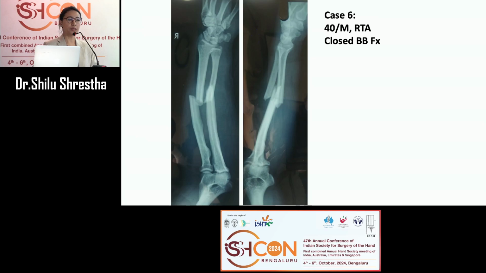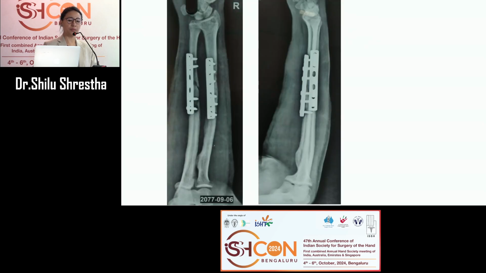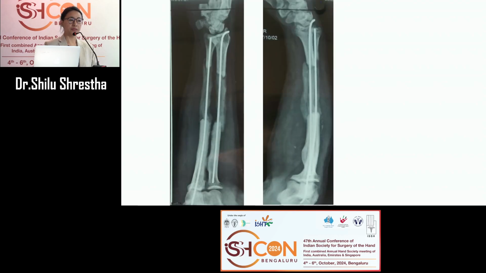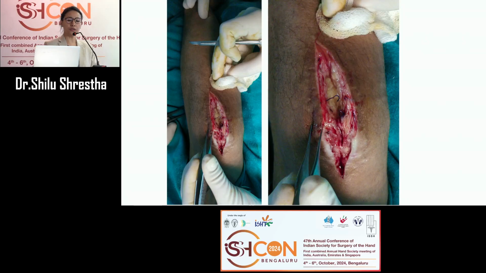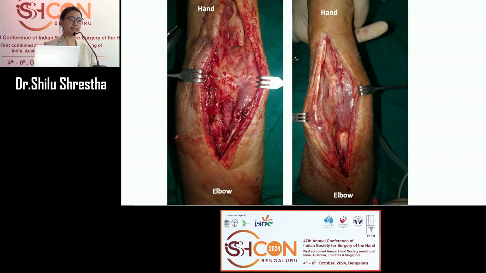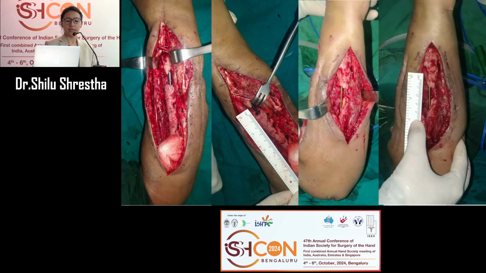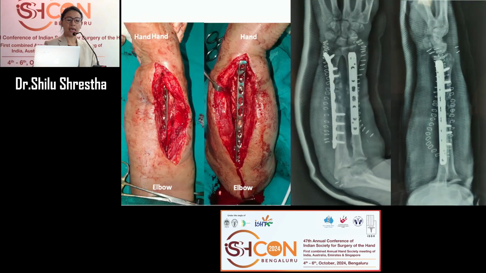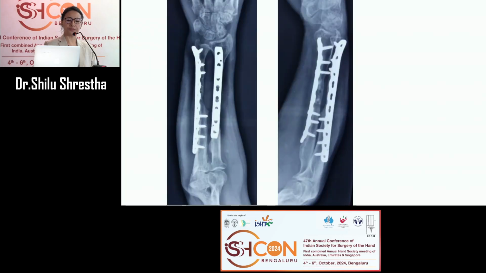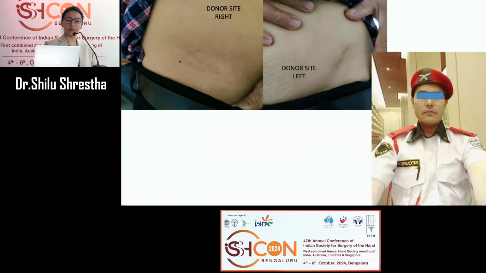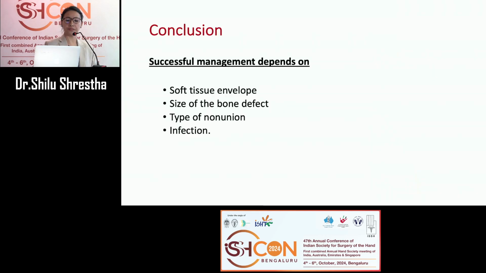Lastly, a 40-year-old gentleman with a closed both bone fracture fixed with a plate got infected and presented to us with a gap non-union like this. We opened the non-union site and debrided, and there was an 8 centimeter gap in both bones. We fixed it with a titanium elastic nail with some shortening, and later did fixation with a locking plate with bone graft. This is the X-ray at 1 year, and these are his clinical pictures, and he is working as a security guard in India.